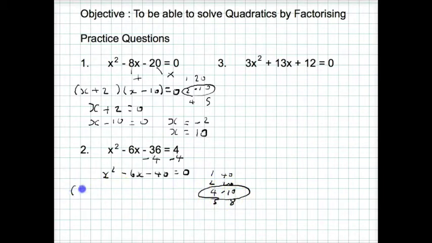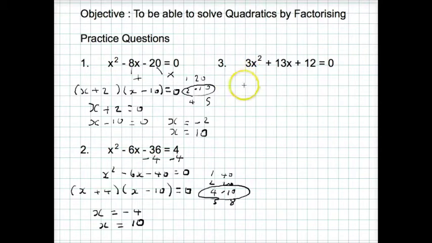So I write this down in my double brackets, x plus 4 in one set and x minus 10 in the second set. That's equal to 0, and remember in this situation to get the answers I can just change the signs. So x equals negative 4 and x will equal positive 10. Okay, question 3 now.